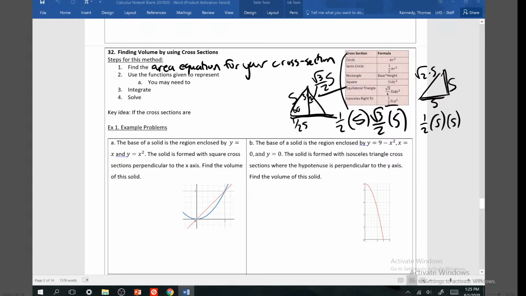Let me know if this is anywhere close. S is side, S squared is area. Integral of S squared is to find volume. Yes. Kelly, that is right. Yes. All right.